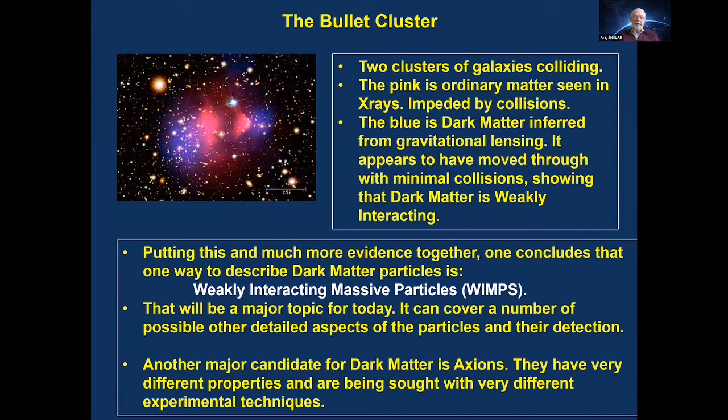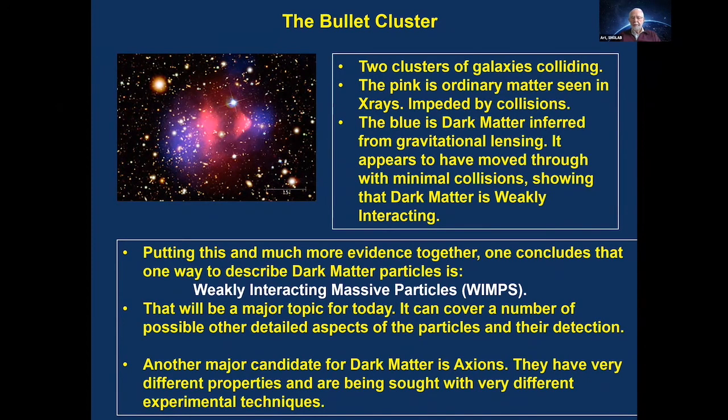If you do this gravitational lensing process to see the total mass, or the remainder of the mass other than the X-ray imaged material, you see the two blobs that are in blue in this picture. It's quite clear that the dark matter has moved through much more quickly, much less impeded by collisions, which is what happened to the pink ordinary matter. And so our conclusion is that dark matter interacts very weakly.